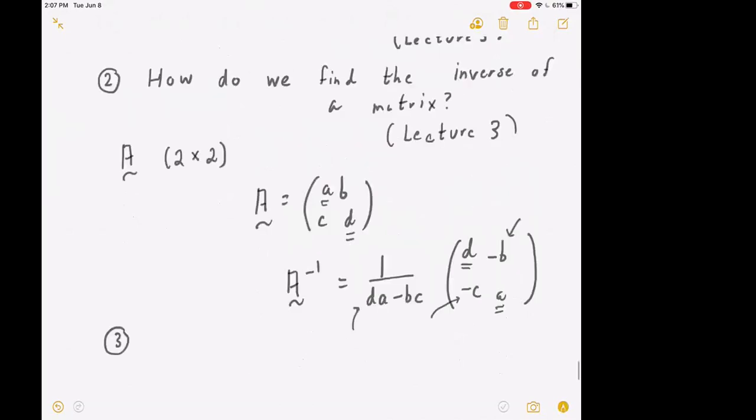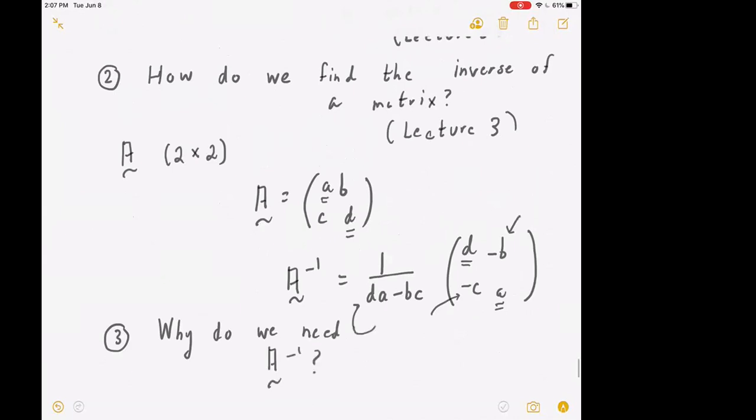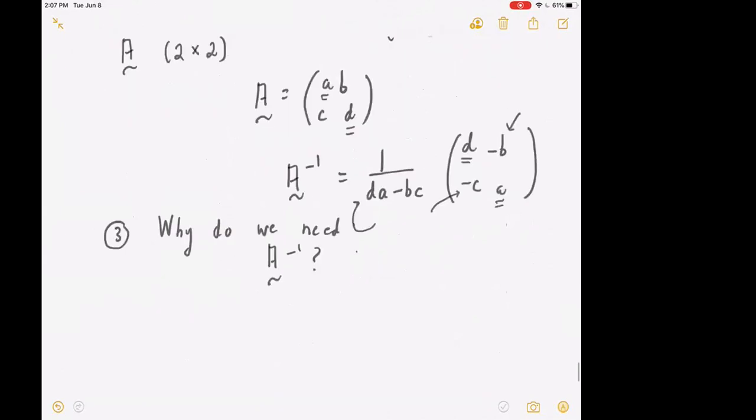Okay, next question. Why do we need the inverse of a matrix? Why is that even a useful thing to worry about? What we're doing now is developing tools. A lot of these tools we're going to use much later in the course. So rather than waiting for applications, let's figure out these tools now.